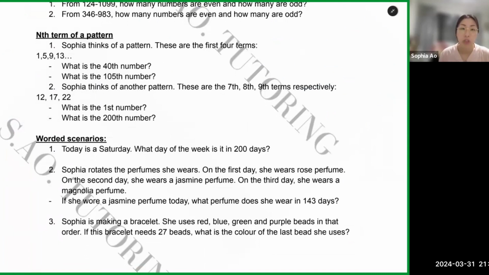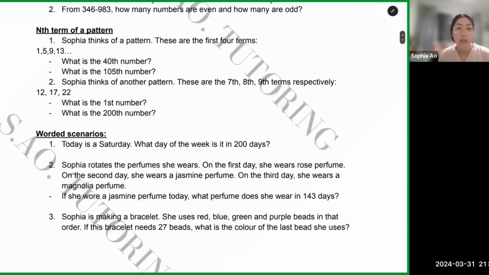So definitely make sure you know how to do this and write it down in your notes somewhere, okay? So it says, Sophia thinks of a pattern. These are the first four terms, 1, 5, 9, 13. They ask you, what is the 40th number and what is the 105th number?